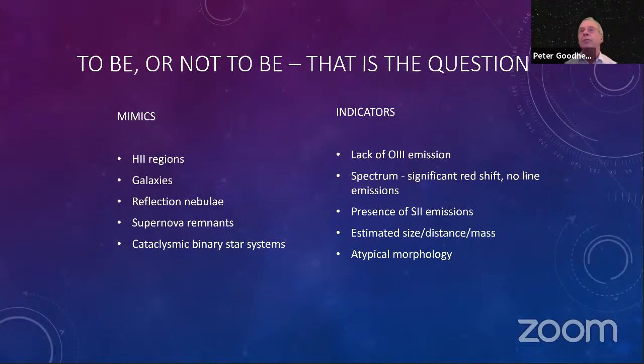If you get sulfur-2 emissions, then it's unlikely to be a planetary nebula. That's again where the spectrum comes in as being key. And sometimes you can estimate the size, the distance, the mass, and that would discount them because it's just too big, too heavy, too large. And also, if the morphology doesn't look right, then that may help.